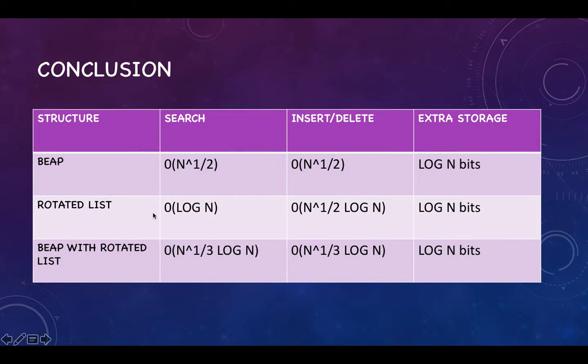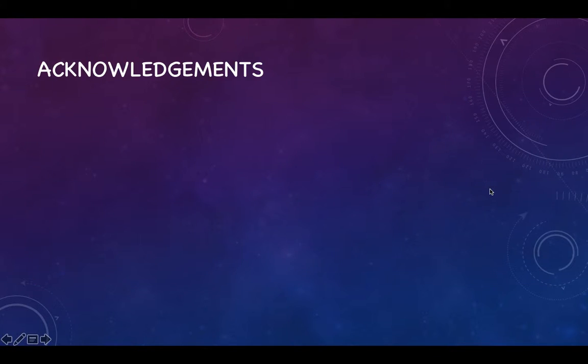Now let's see the summary of it. For search, the heap is square root of n, the rotated list is log n, and the heap with rotated lists is cube root of n times log n. The minimum you can see is of the rotated list. Then for insert or delete operations, again the heap is square root of n, the rotated list is square root of n times log n, and the heap with rotated lists is cube root of n times log n. And for the extra storage, all three structures require the same extra storage, that is log n bits.